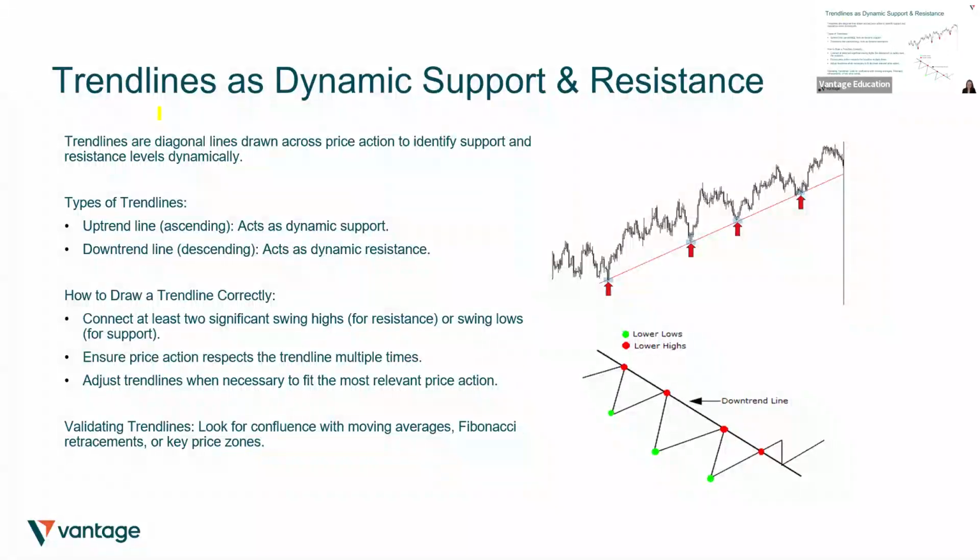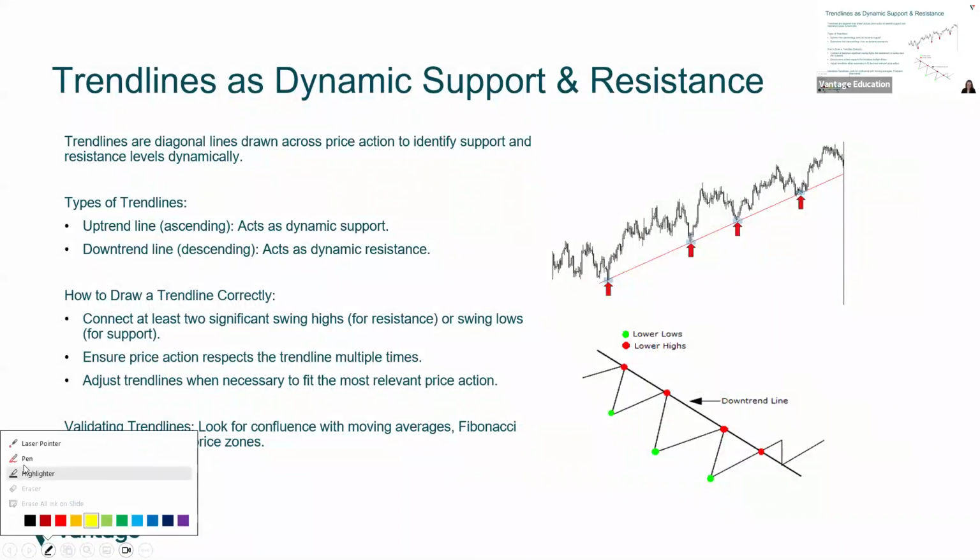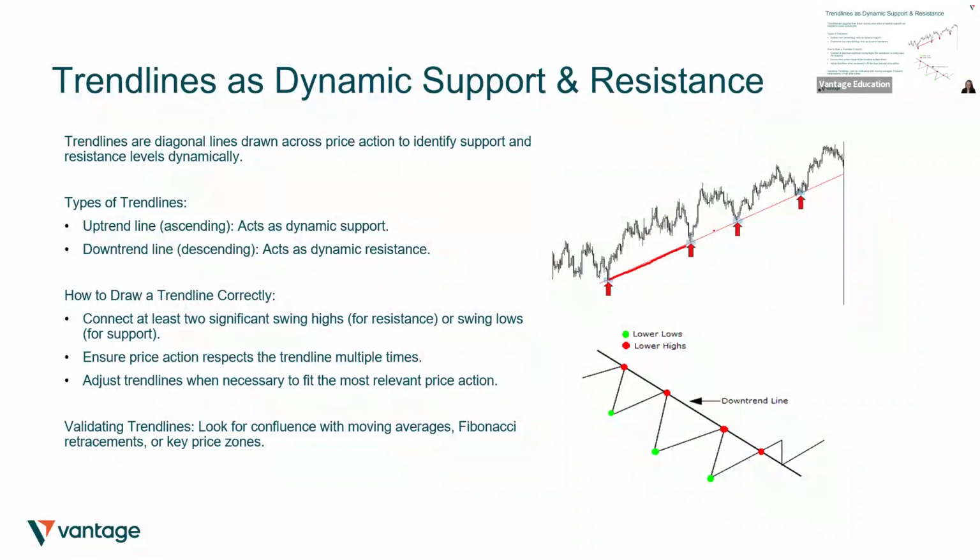Trend lines are lines drawn across price action to identify support and resistance levels. There are two types of trend line. In the picture you will see there is an uptrend line, or ascending trend line. It acts as the dynamic support. And a downtrend, or descending trend line, acts as the dynamic resistance level. In this picture, this one is a support level, so it is acting at the support level, and it is a significant trend line.